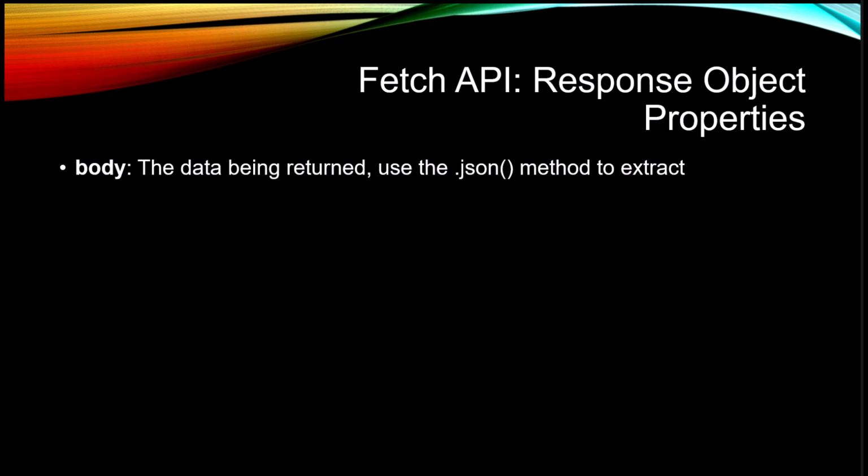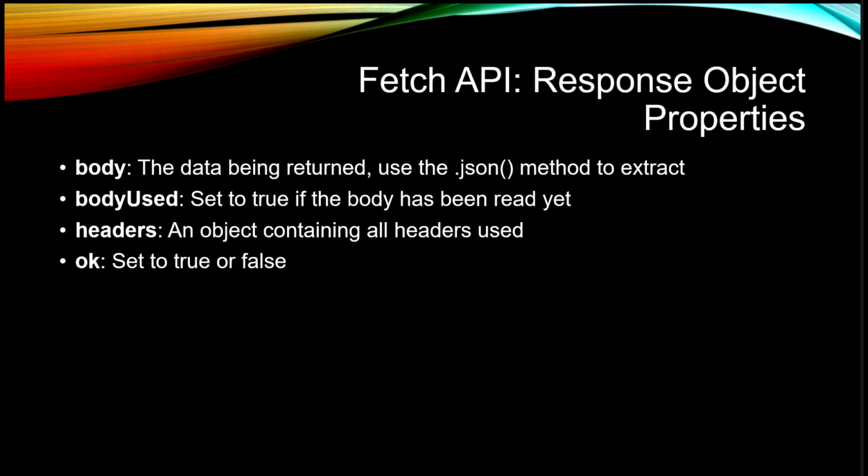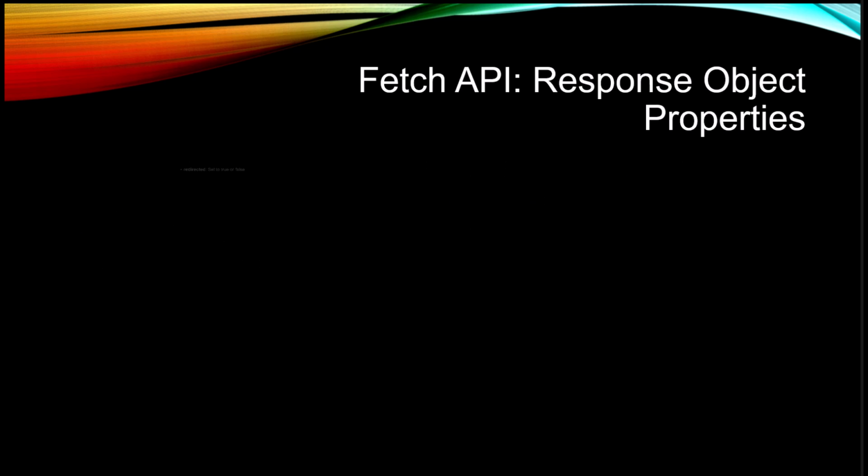Body is the data being returned, and we use the .json method to extract it. Body used, set to true if the body has been read. Headers, an object containing all the headers used. OK, set to true or false based on whether the call succeeded or not. Redirected, set to true or false whether or not it's been redirected.